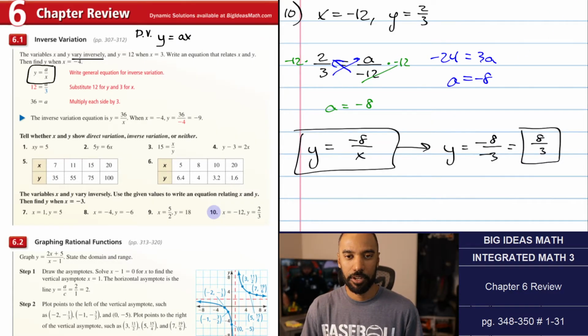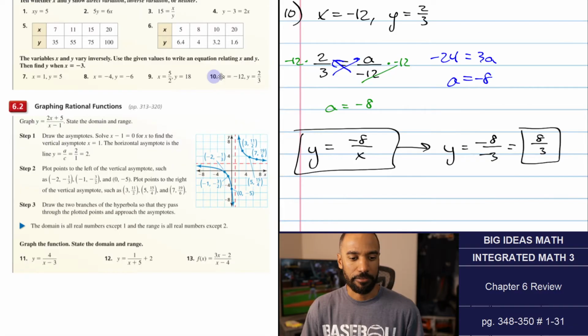Okay, there are our inverse variation questions. No word problem ones even, but that's all we got. All right, let's go into section 6.2 on graphing rational functions.